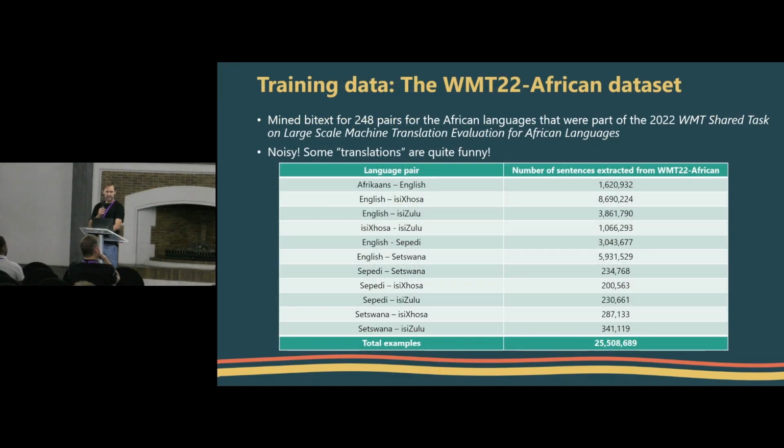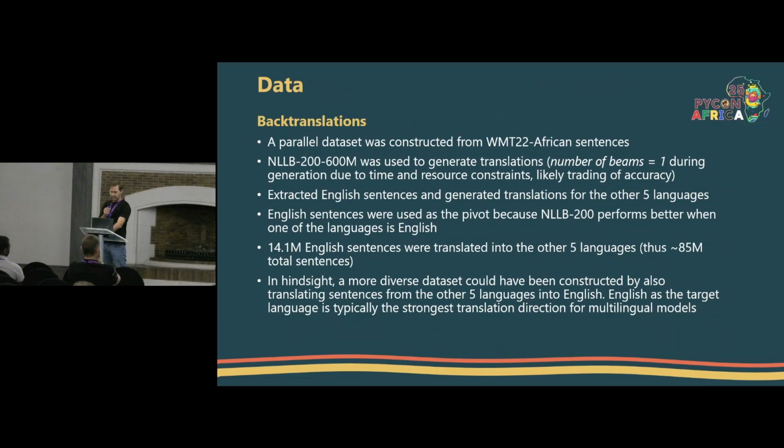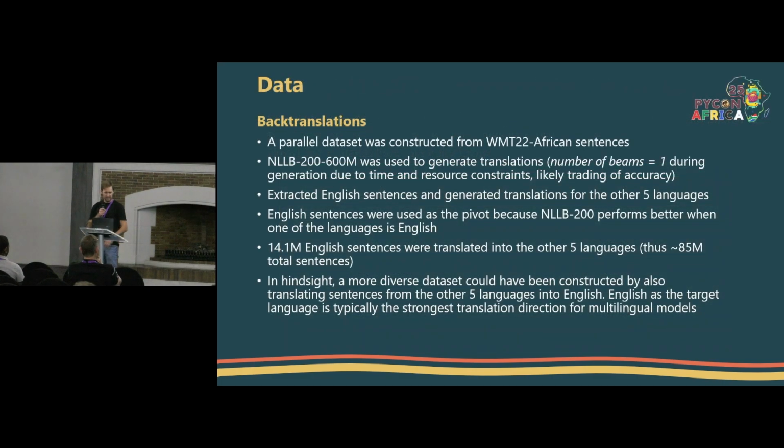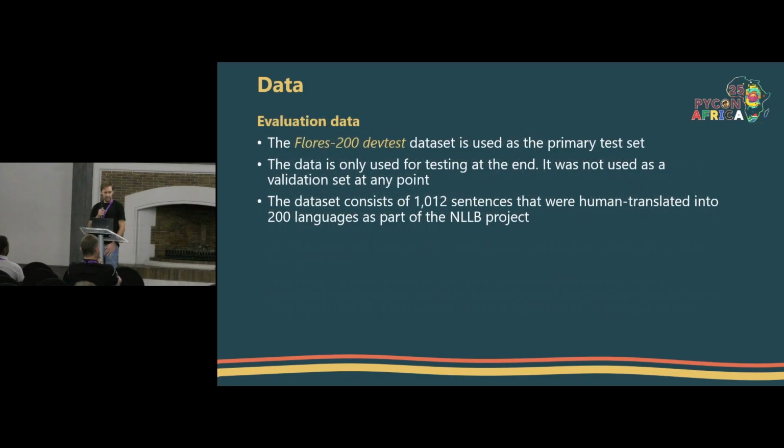Training data. I mentioned the WMT22 data set. I'm not going to say much more about that, but those are the language pairs of the languages that I'm interested in that are in that data set. Maybe just before I go, this is in the category of mined bitext data, and it's really noisy. If you read through them, some of the translations are obviously wrong, and frankly, some are funny. So I also created a set of back-translated data where I took all the English sentences in a subset of WMT22 and used the small NLLB model to create translations. So that is one of my data sources.